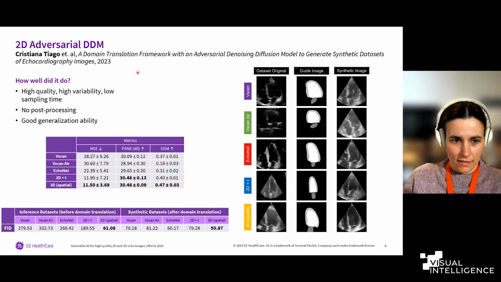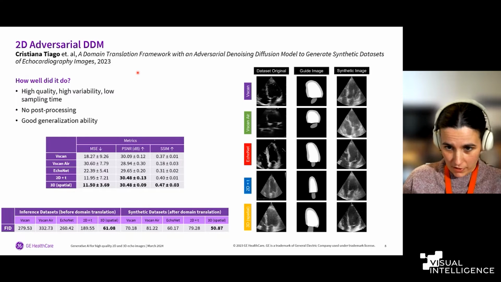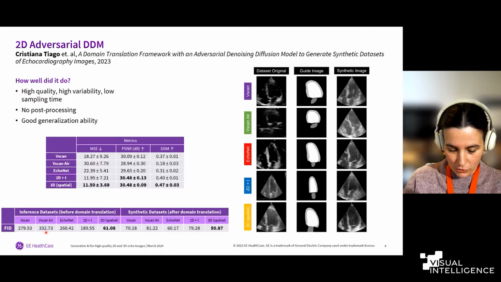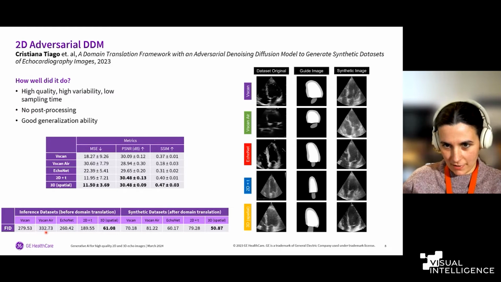We calculated some metrics, mostly the PSNR, and it showed that the image quality was good. It's in the range of what's considered good quality image. And we also calculated the FID score. So the FID score, basically, instead of looking at each image at a time, looks at the whole synthetic data set and compares it with the initial one, so before the domain translation operation. And we saw that, for example, the VQ-GAN Air dataset that you see here was the dataset with the highest FID score, meaning that it was the dataset which was more different from the CAMUS dataset.